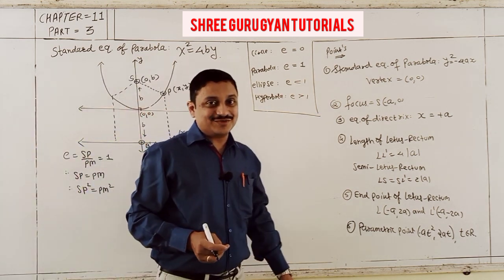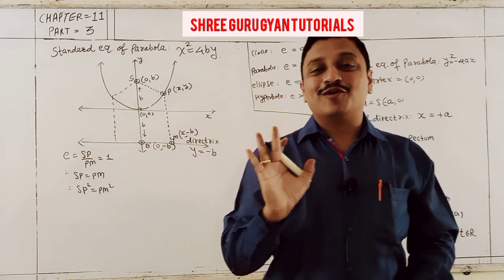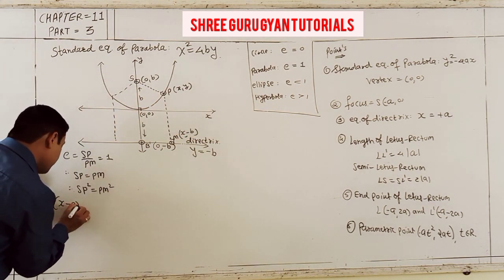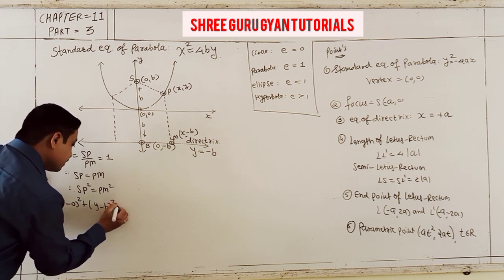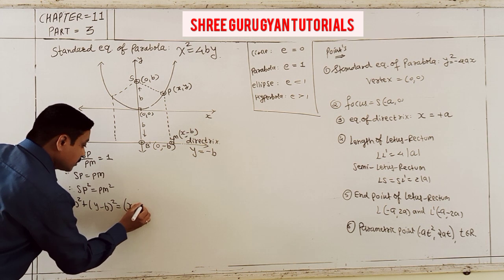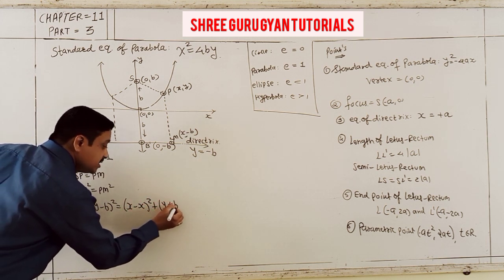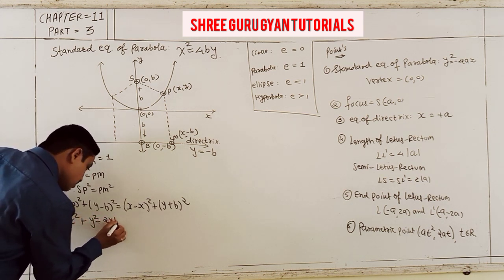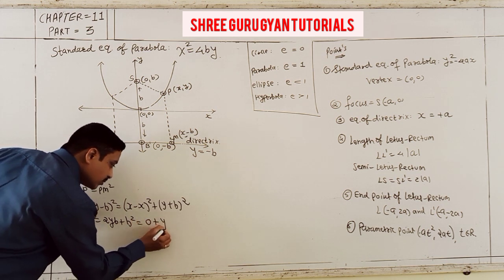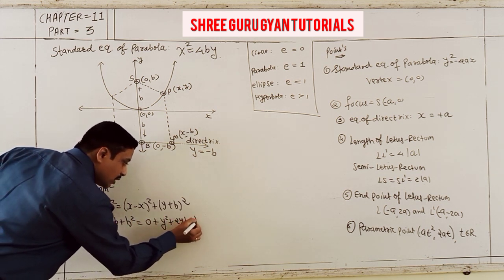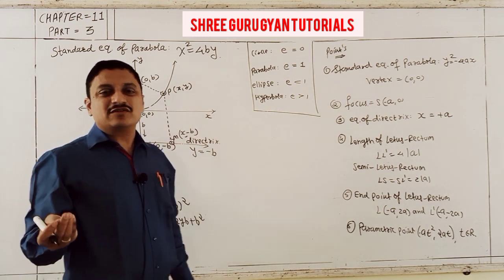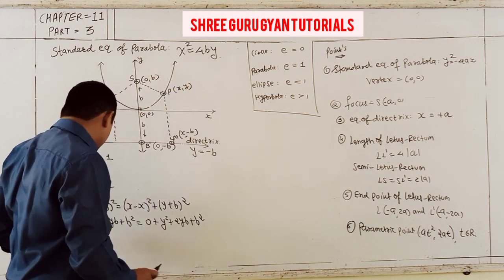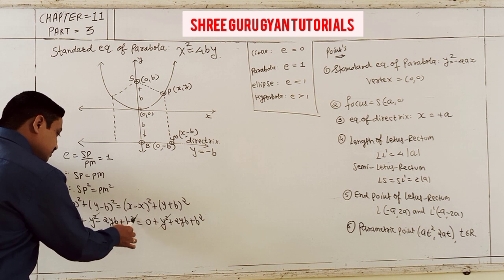Simply take our distance formula. So students, S to P: (x minus 0) square plus (y minus b) square. Same, P to M: (x minus x) square plus (y plus b) square. So x square plus y square minus 2yb plus b square equals 0 plus y square plus 2yb plus b square. And simply, students, you will calculate your equation of the parabola. In the third case, x square is equal to 4by. You check here, y square gone, b square gone.